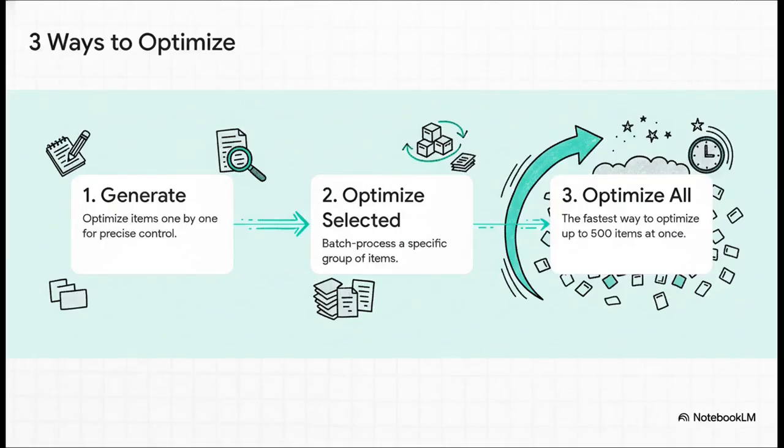So, how does it work? Well, you've got 3 main ways to do it. You can generate for single items if you want that fine-tuned, precise control. You can optimize selected to do a whole batch of products at once. Or, if you just want to go fast, you hit Optimize All, and it'll chew through up to 500 items in one go. You get to choose the level of control you need.